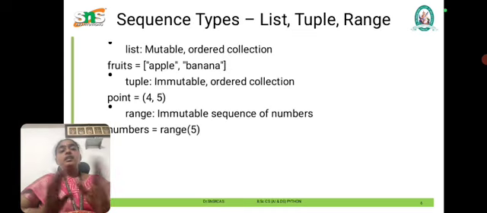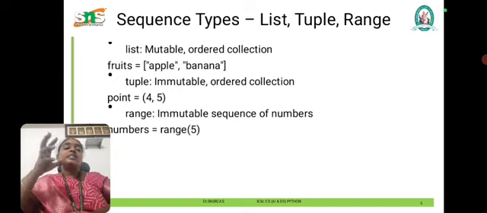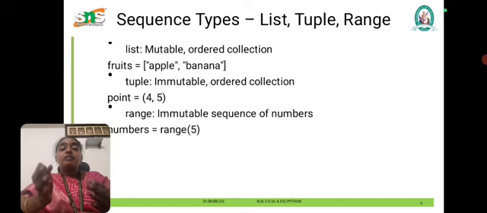Sequence types: three types are available, list, tuple, and range. List is a mutable and ordered collection. For example, fruits, within square brackets you specify strings within double quotation marks, or 10, 20 as integers, 10.1, 10.2 as float values. This is the list. It is similar to an array, starting with indexes 0, 1, 2, and so on.